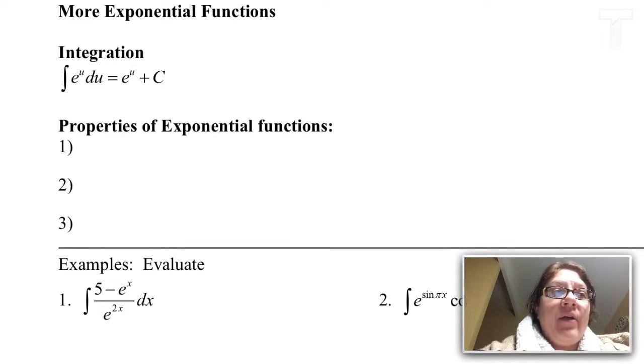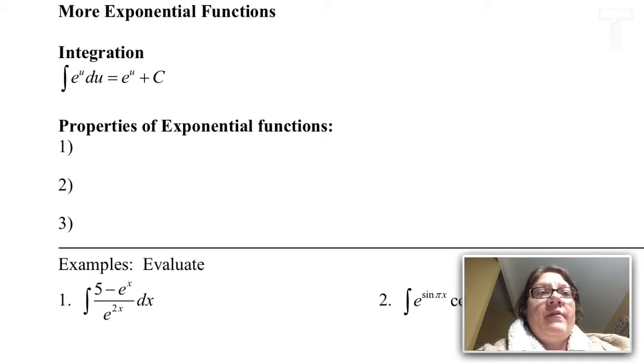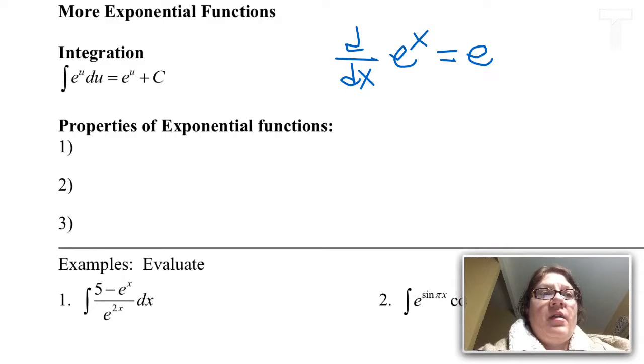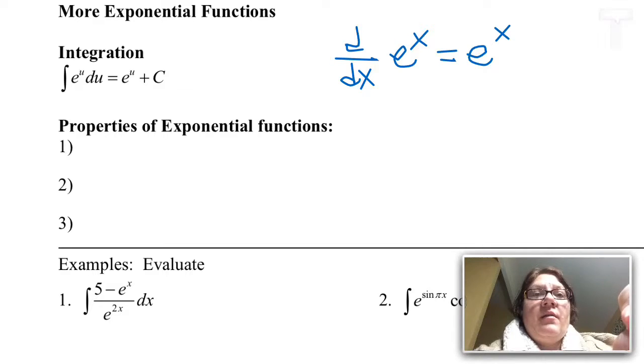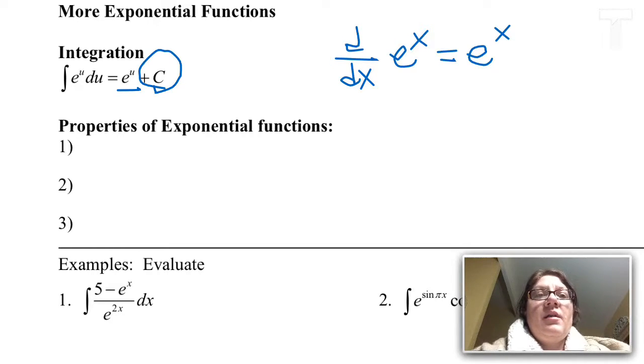So now we're going backwards. We're integrating. But remember, when we took the derivative of e to the x with respect to x, it was e to the x. So going backwards, the antiderivative will also be e to the x. Don't forget your vitamin C.